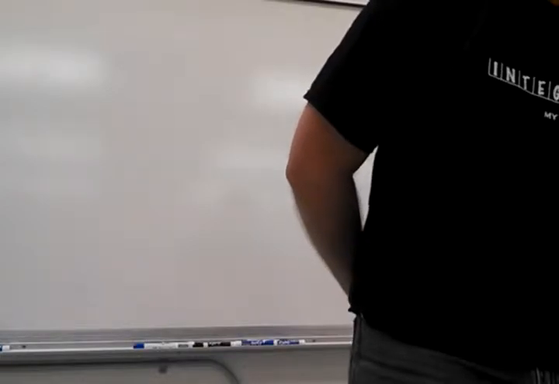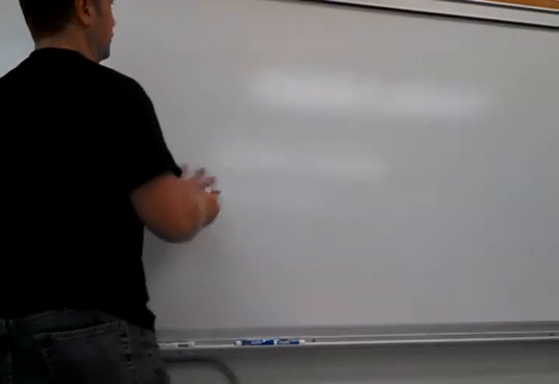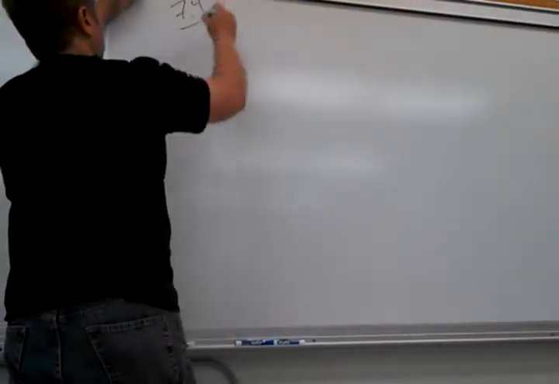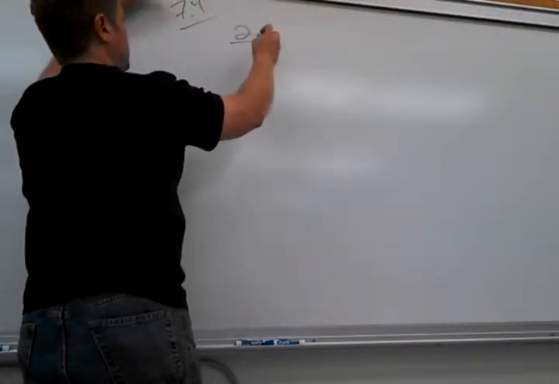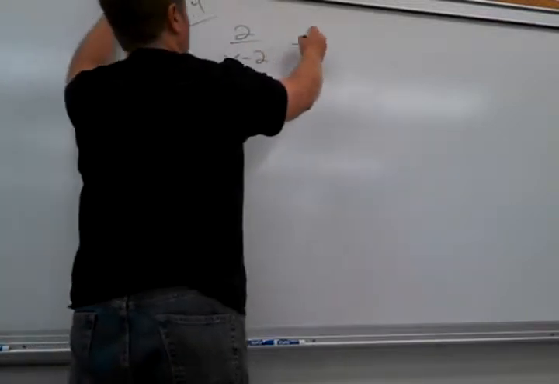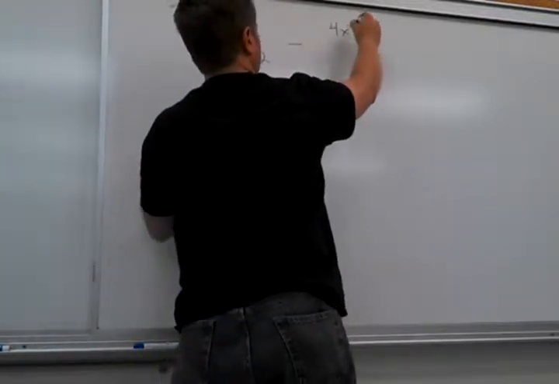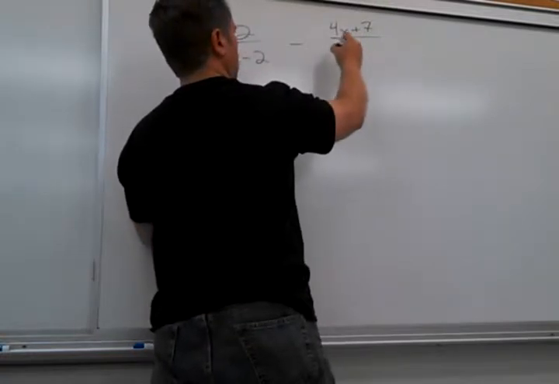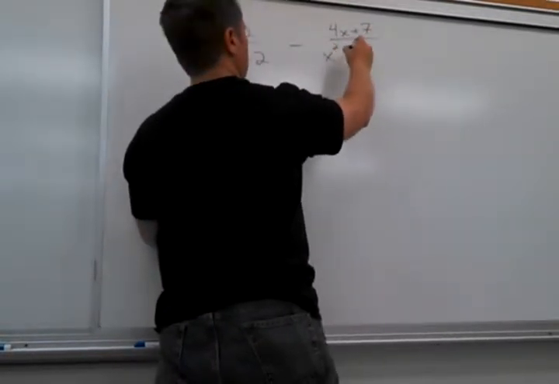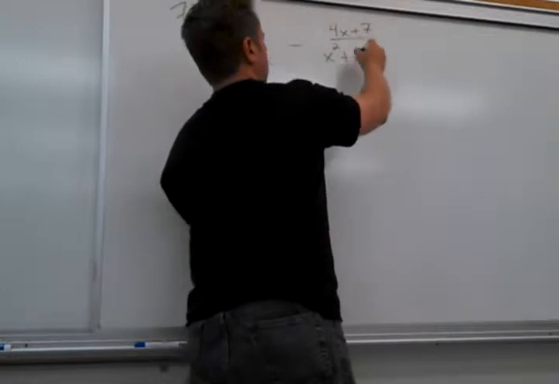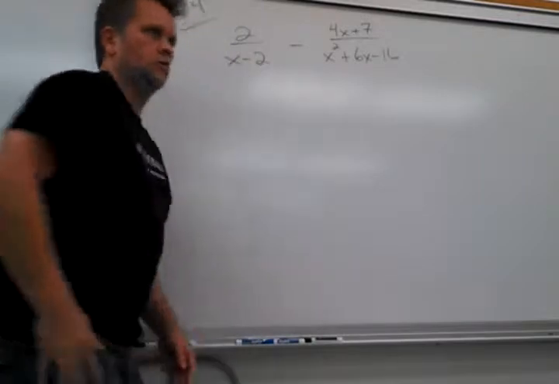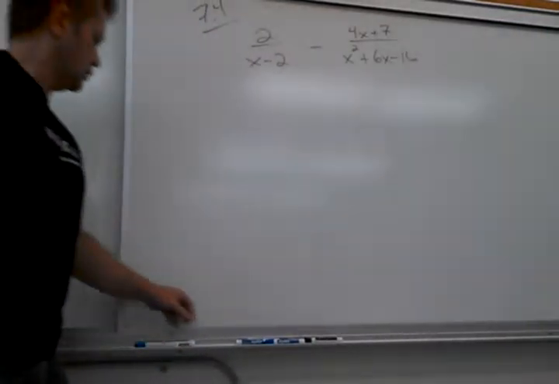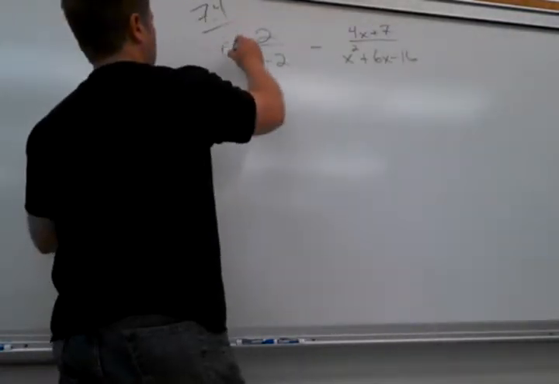So let's see. We're getting into section 7.5 then. Let's do a couple just to make sure we're all on the same track from 7.4. So let's see. How do I solve this thing here? How do I simplify this?